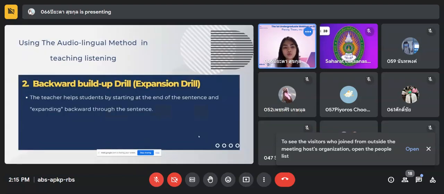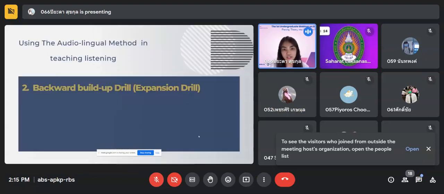And next, we'll go through the backward build-up drill, also called the expansion drill. The expansion drill is something you can use when students struggle with a sentence from the dialogue. Maybe they are confused by the structure or form of the sentence, and the teacher has to expand the sentence.